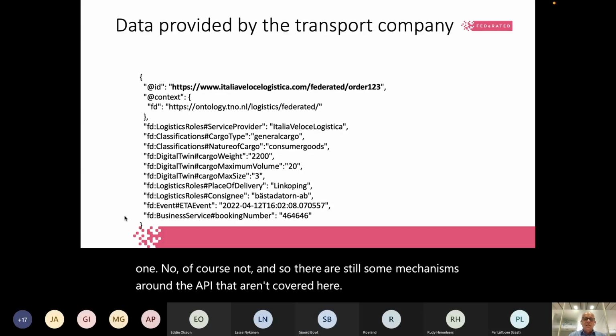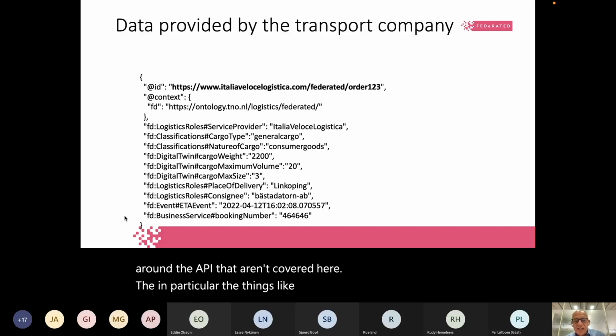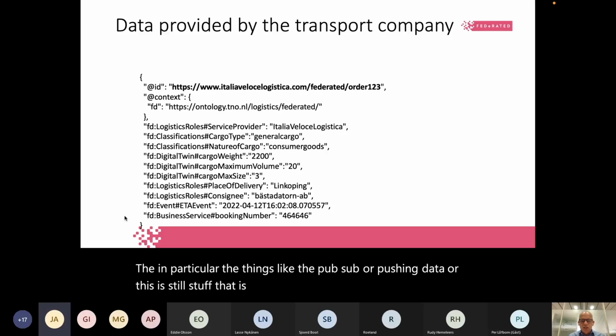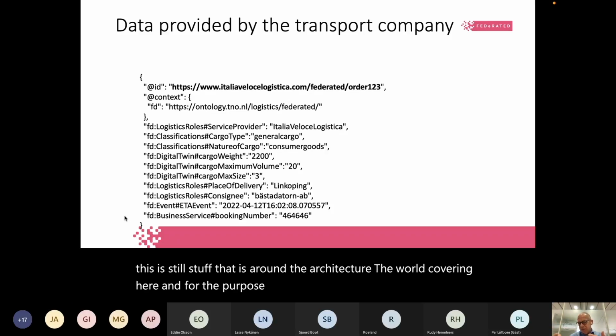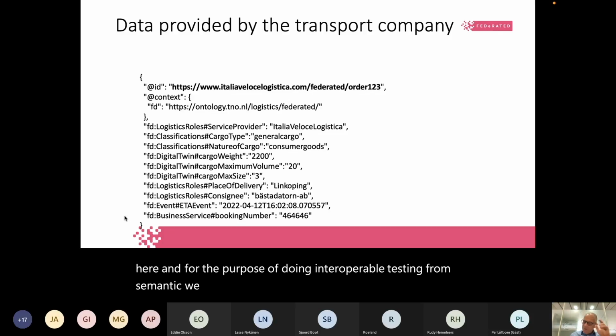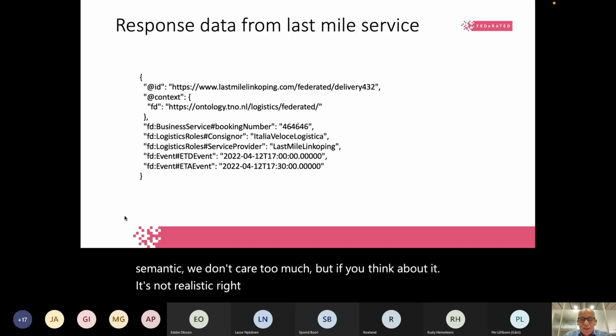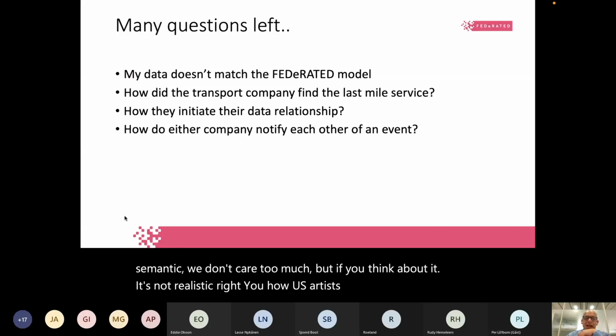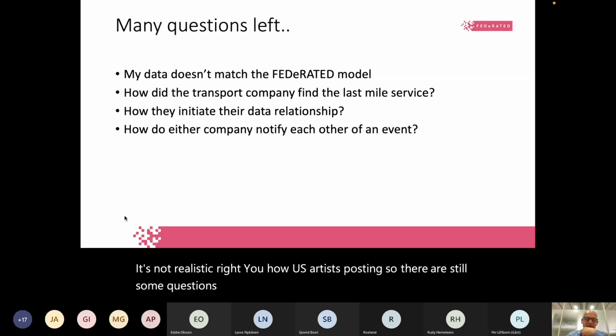In particular, things like the pub sub or pushing data, this is still stuff that is around the architecture, we're not covering here. And for the purpose of doing interoperable testing for semantics, we don't care too much. But if you think about it, it's not realistic, right? How are they supposed to know? So there are still some questions there that we need to answer, and they're being answered on the architecture side in particular.